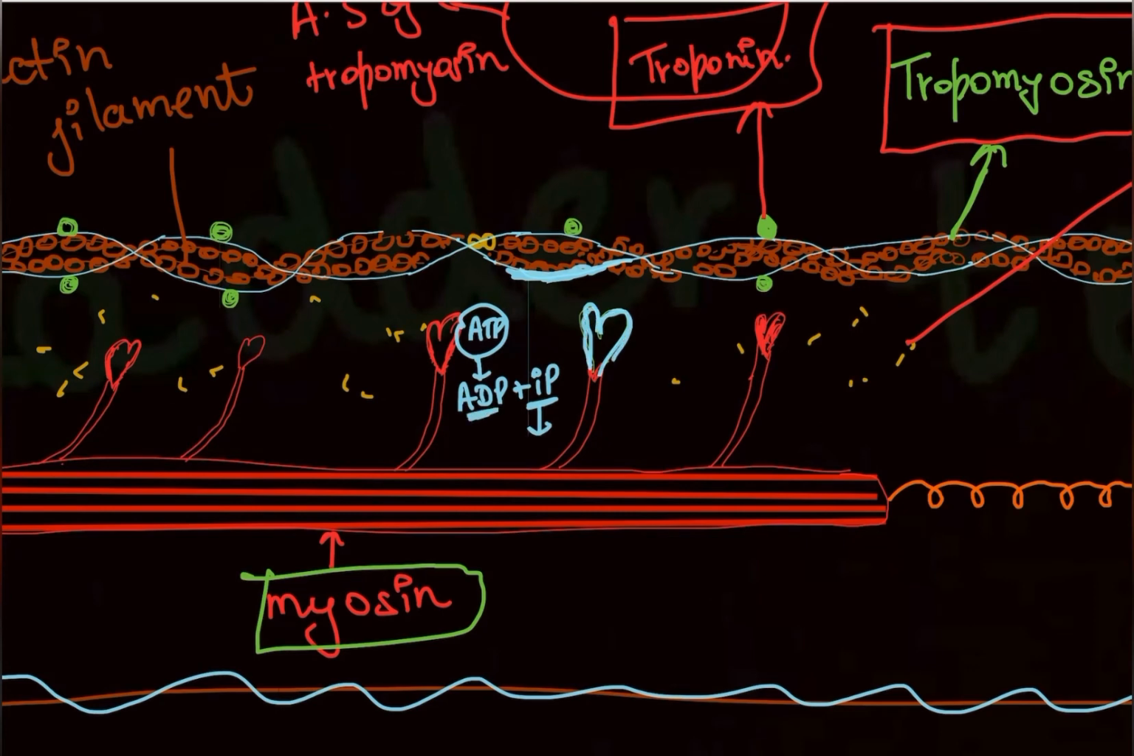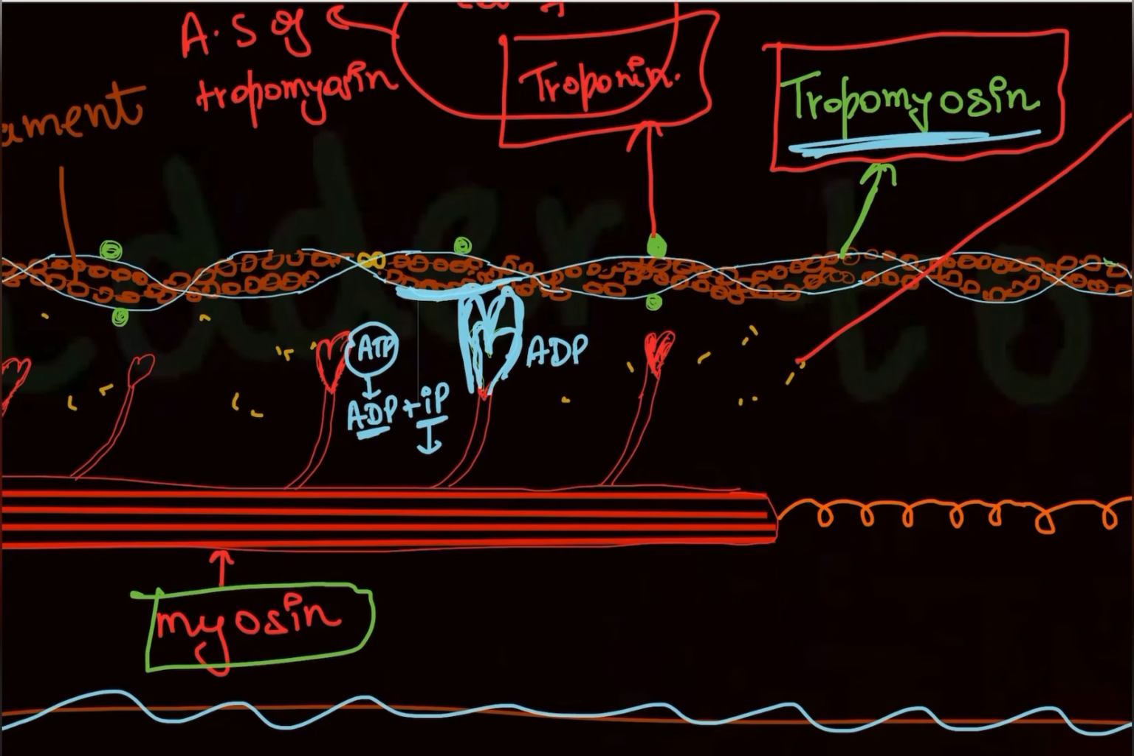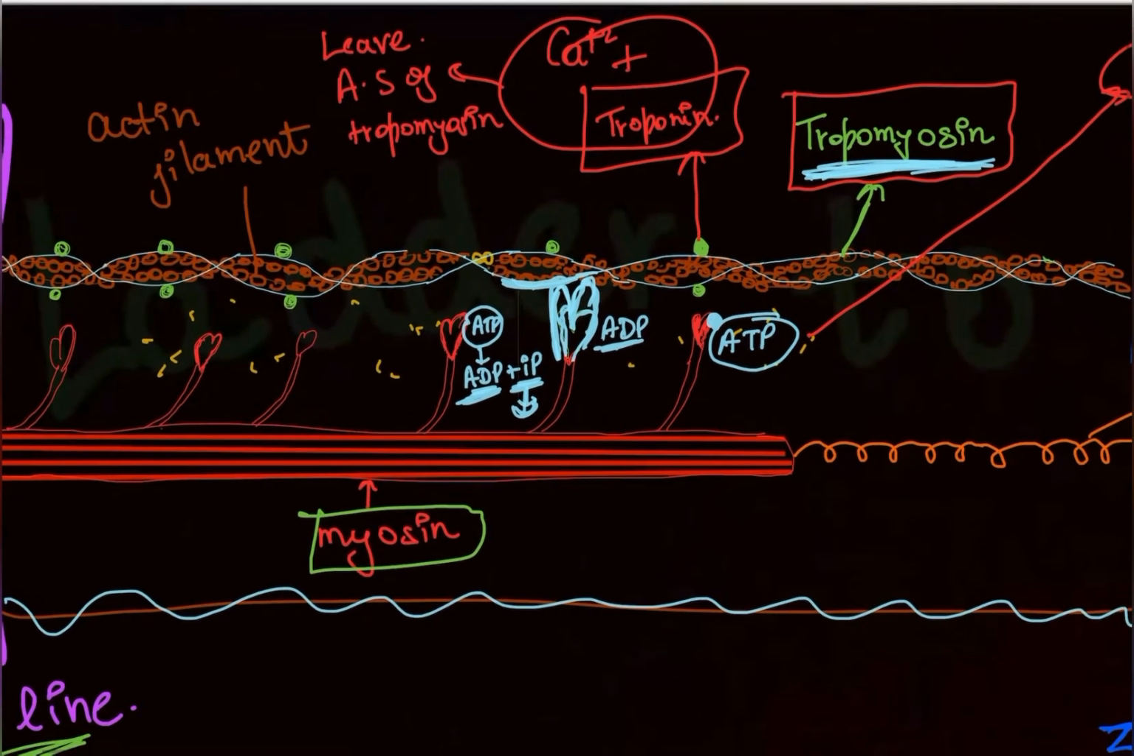Now it only has ADP, and it will go and bind above, with the tropomyosin active site. So the myosin head also has an active site, and that active site normally has ATP. During contraction, the ATP hydrolysis breaks it down into ADP plus inorganic phosphate. Then the inorganic phosphate is removed, and we only have ADP. When it has ADP, it will go and bind with the active site of tropomyosin. This thing is clear.